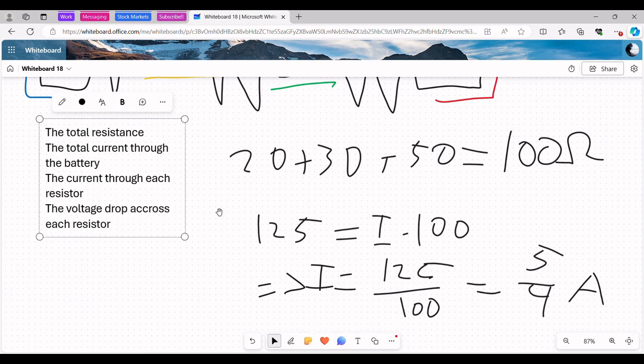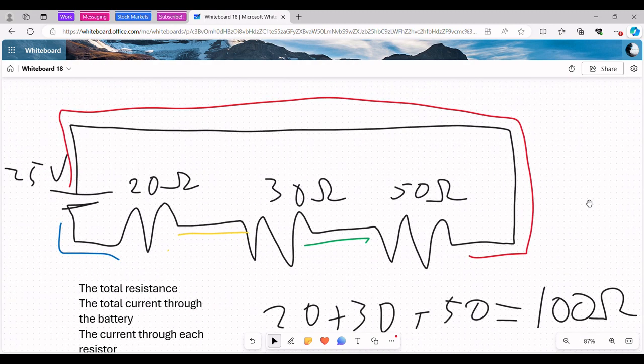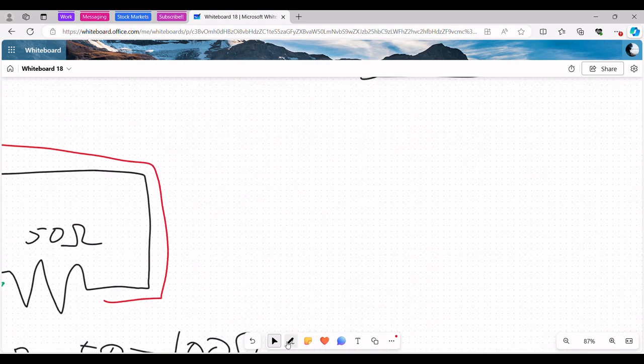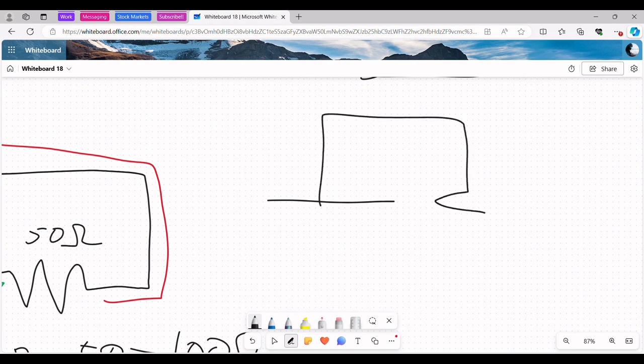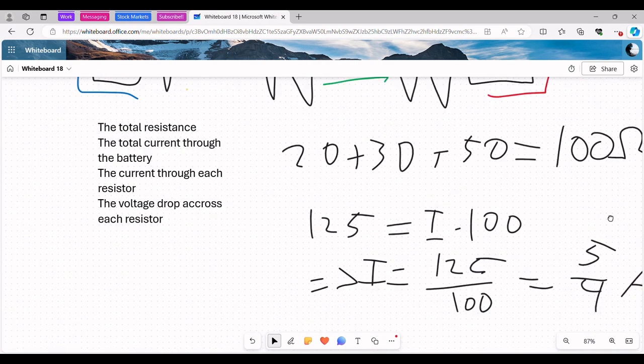Now let's find the current through each resistor. Always remember, whenever you have resistors in series, the current is going to be the same through them, but the voltage is going to be different. And when you've got resistors in parallel like this, the voltage is going to be the same through all of them, but the current through all of them is going to be different. That's an important relation to keep in mind.